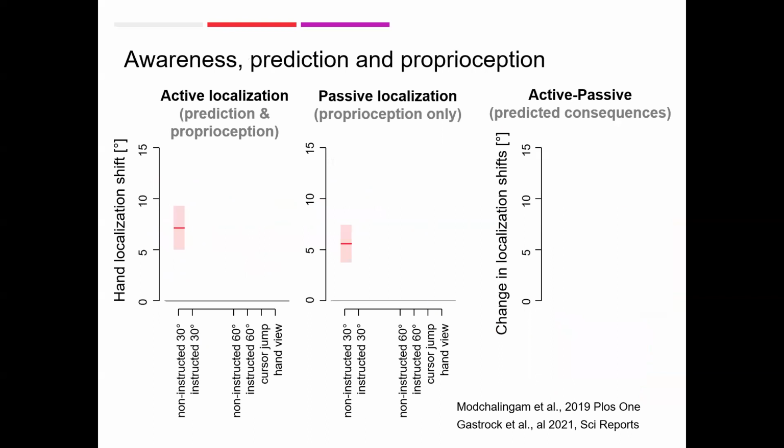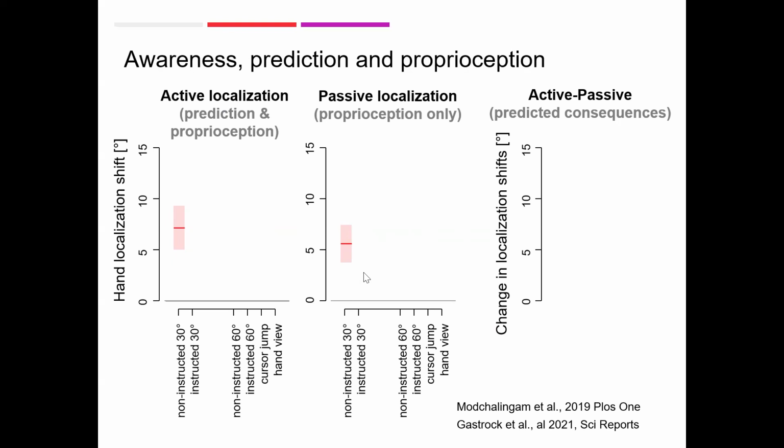Okay, so I'm going to show you the results here for the passive localization, which should be only the proprioception, and the active localization, which should reflect both prediction and proprioception. And here we can see the results of the non-instructed group for 30 degrees rotation, which is similar to what I showed in our first study.